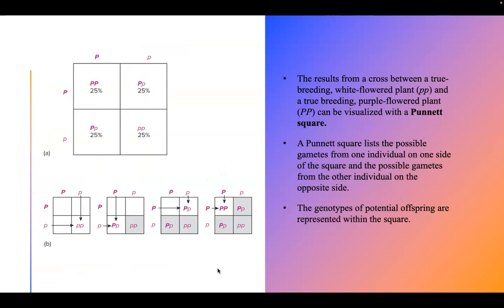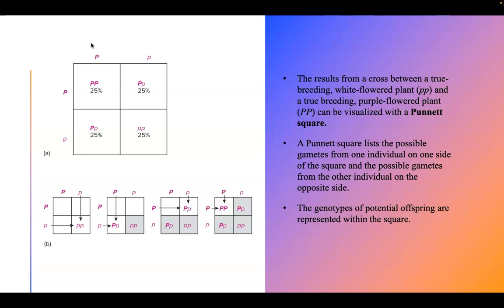And the results from a cross between a true breeding white flowered plant and a true breeding purple flowered plant can be visualized with a Punnett square. So this is what he came up with so that he could try and get a better understanding of what was happening with these generations. A Punnett square lists the possible gametes from one individual on one side of the square. So here's one of the parent flowers, and it lists the other parent on the top side. And this is how you're able to see all of the possible gametes that could result in the offspring.